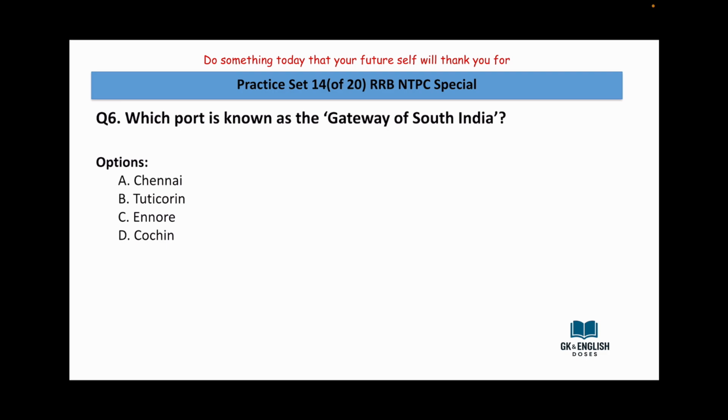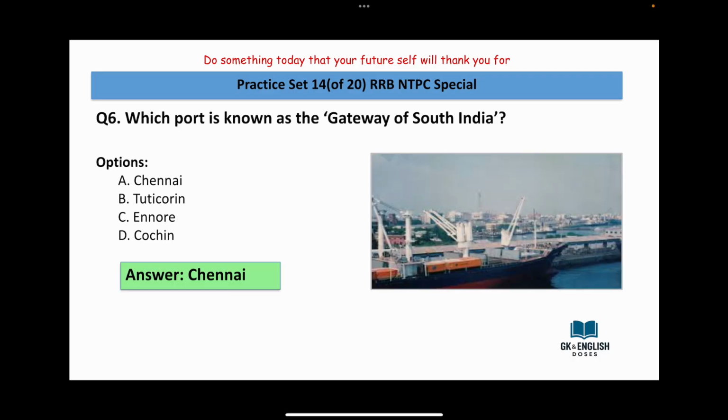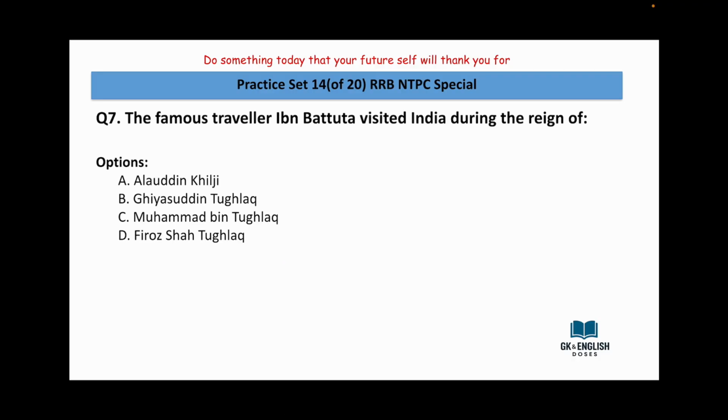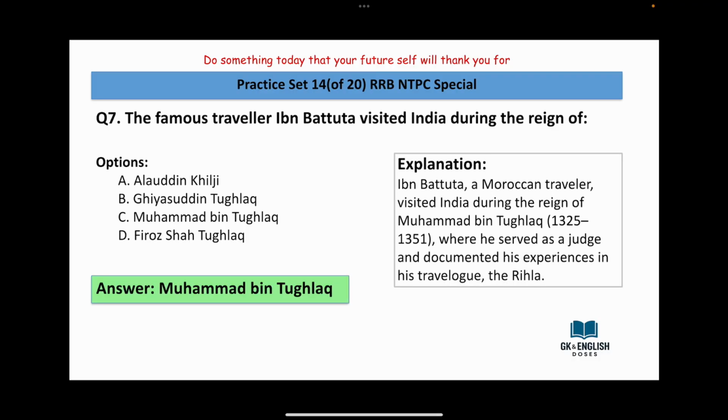Which port is known as the gateway of South India? Chennai, Tuticorin, Ennore, Cochin. And the answer is Chennai. The famous traveler Ibn Battuta visited India during the reign of Alauddin Khilji, Ghiyasuddin Tughlaq, Muhammad bin Tughlaq, Firoz Shah Tughlaq. The answer is Muhammad bin Tughlaq. Ibn Battuta is a Moroccan traveler who visited India during the reign of Muhammad bin Tughlaq, where he served as a judge and documented his experiences in his travelogue, the Rihla.